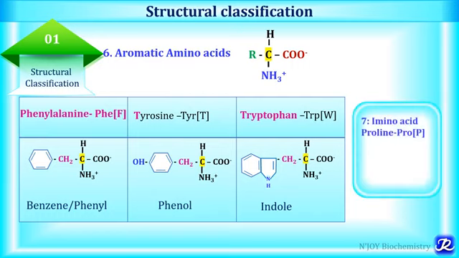The seventh group is imino acid, and this group contains only one amino acid, that is proline. Because it does not contain an amino group, it contains an imino group.